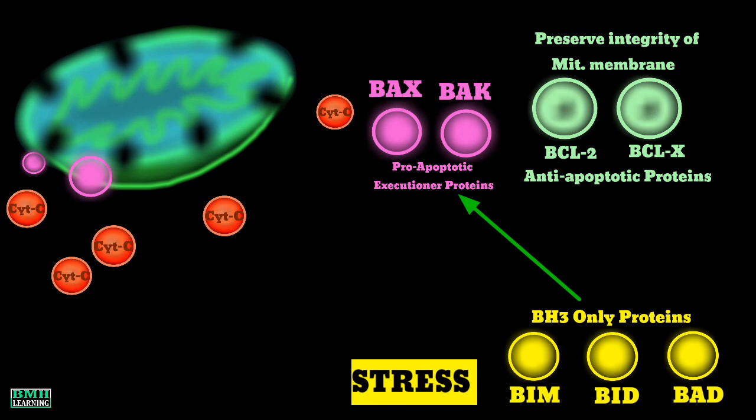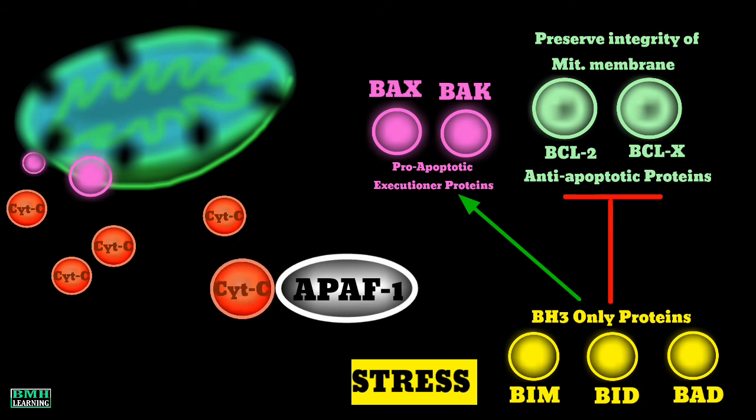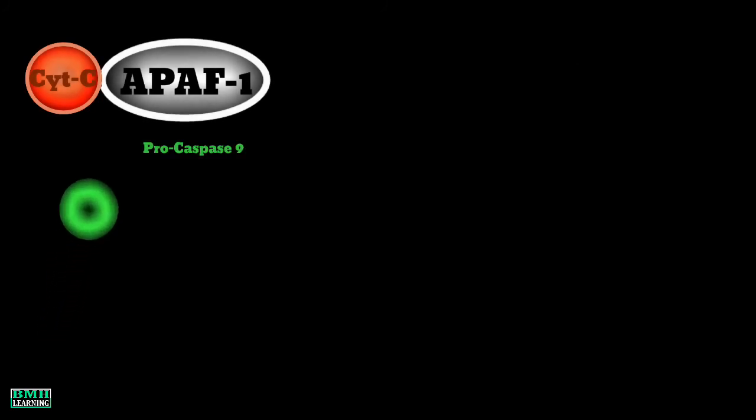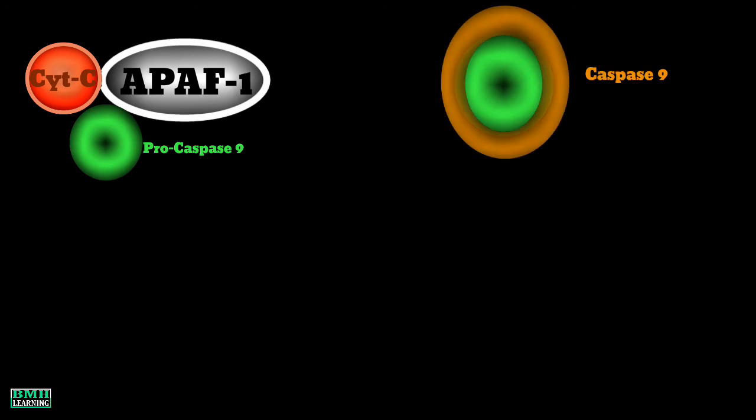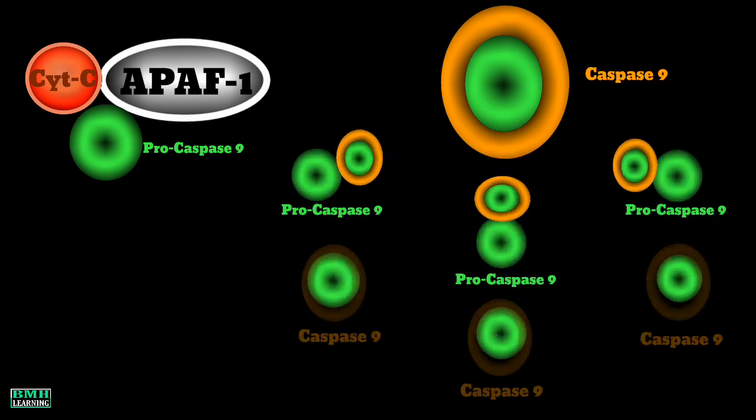As the cytochrome C enters the cytoplasm, it binds to another protein called apoptosis activated factor 1, or APAF1. These proteins, when bound to each other, form a complex called the apoptosome. The complex then recruits pro-caspase 9, which is then activated in the form of caspase 9. Then the activated caspase 9 binds to other nearby pro-caspase 9 molecules and activates them.